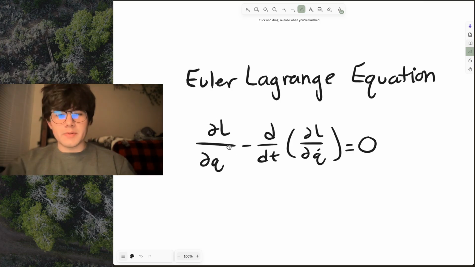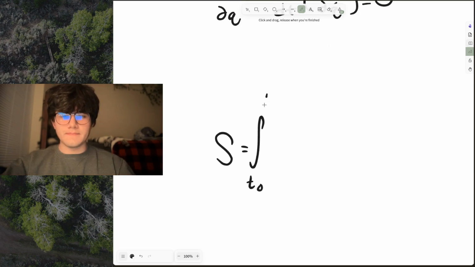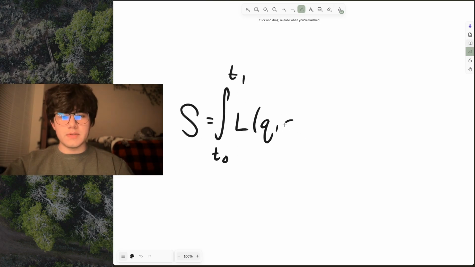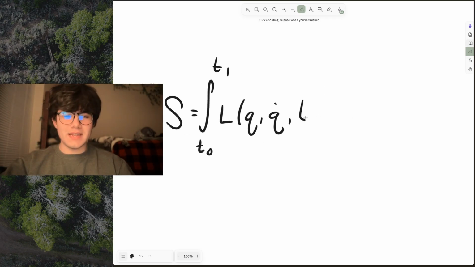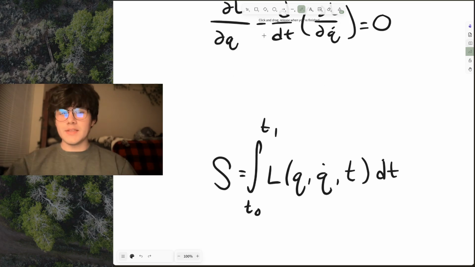For those who don't know, the principle of least action takes the form of S equals the integral from t0 to t1 of some function that we call the Lagrangian that depends on position, which is q, the time derivative of position, which is velocity, and time itself, with respect to time. And using the calculus of variations, we took this principle of least action and derived these Euler-Lagrange equations up here.